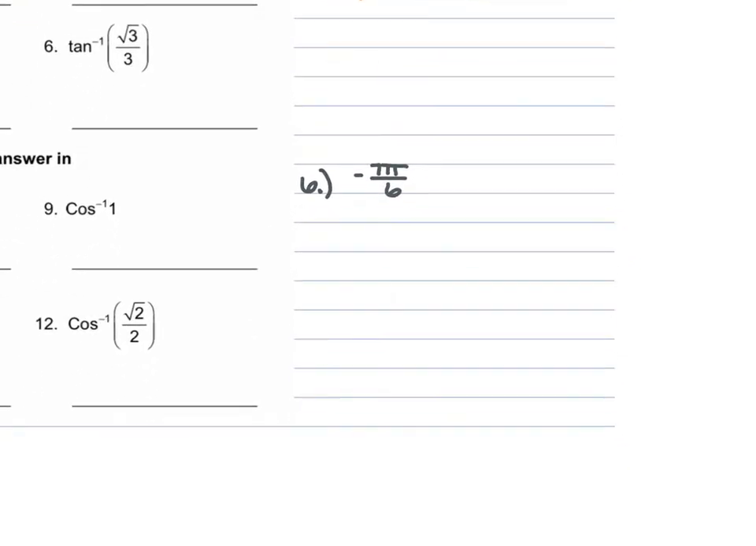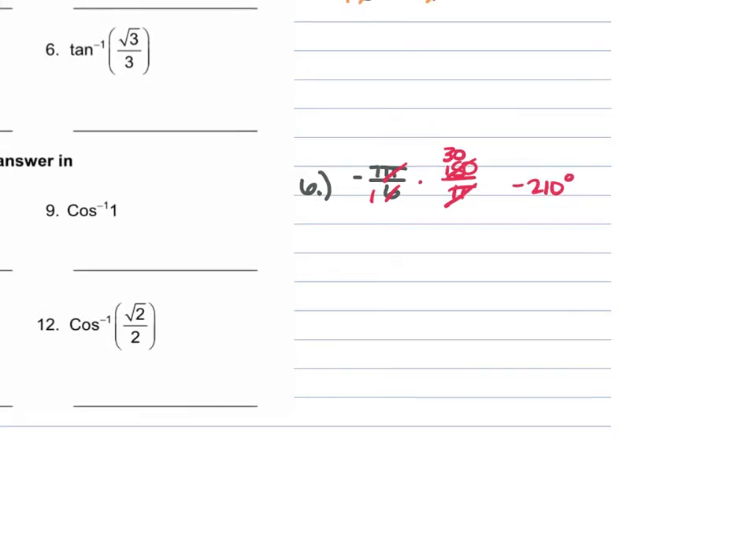For 6, we have negative 7 pi over 6. So we're going to multiply this by 180 over pi. Those pi's cancel. The 6 becomes a 1. The 180 becomes a 30. So it's negative 7 times 30, which is negative 210 degrees.